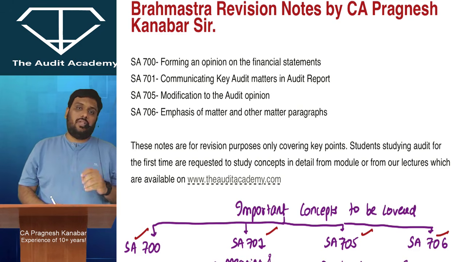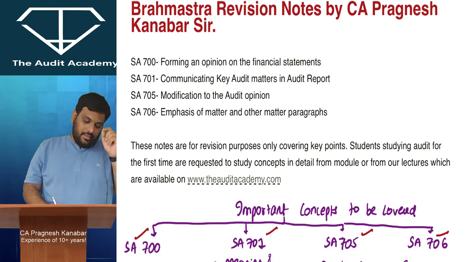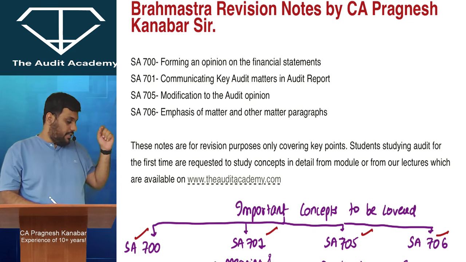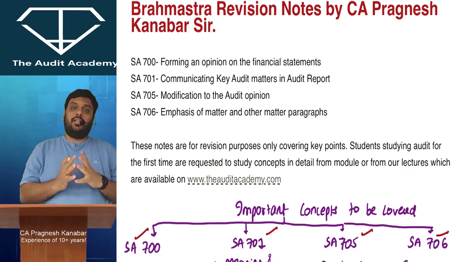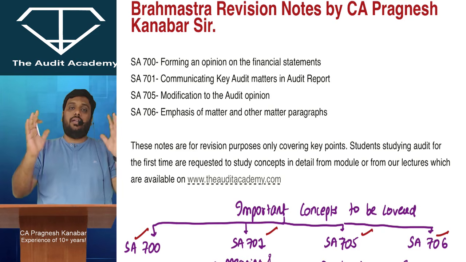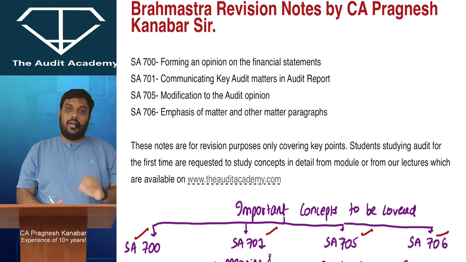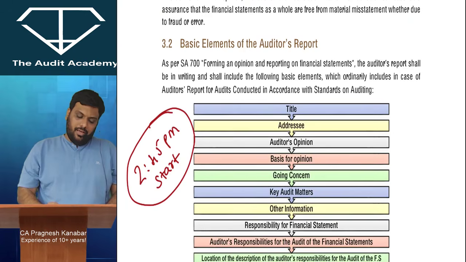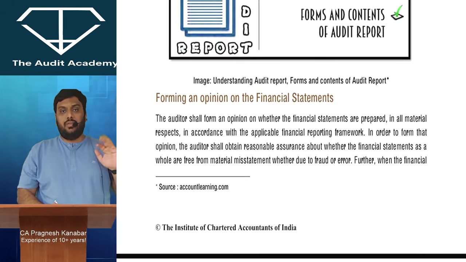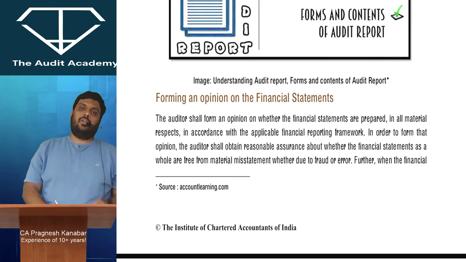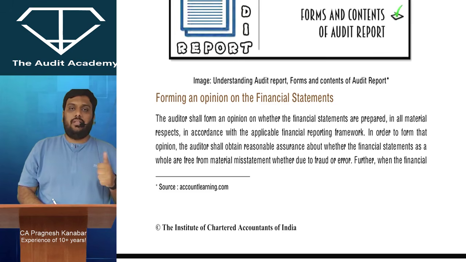Now, these 4 standards are dealing with the audit report: SA 700, SA 701, SA 705 and SA 706. These 4 standards, when they come together, that is nothing but your entire audit report. These 4 standards in the module have been clubbed and given under chapter number 7. Chapter 7 contains more standards of the 700 series and also some sections from Companies Act 2013. But primarily in this session, I am focusing on 4 standards, that is 700, 701, 705 and 706.